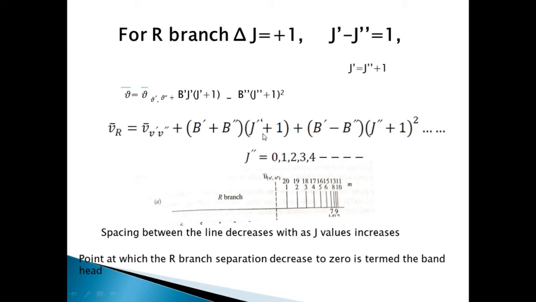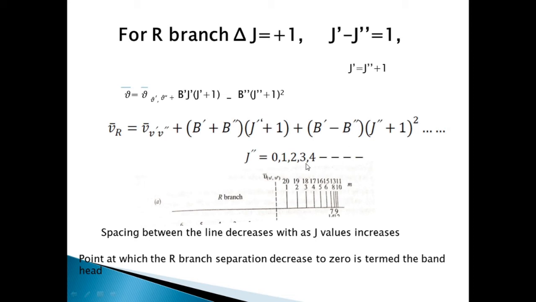If we draw the R lines corresponding to these expressions, then the R lines occur on the high wave number side of the band origin. That means band origin plus this term, then minus this term. B prime minus B double prime is always negative because B prime is less than B double prime.